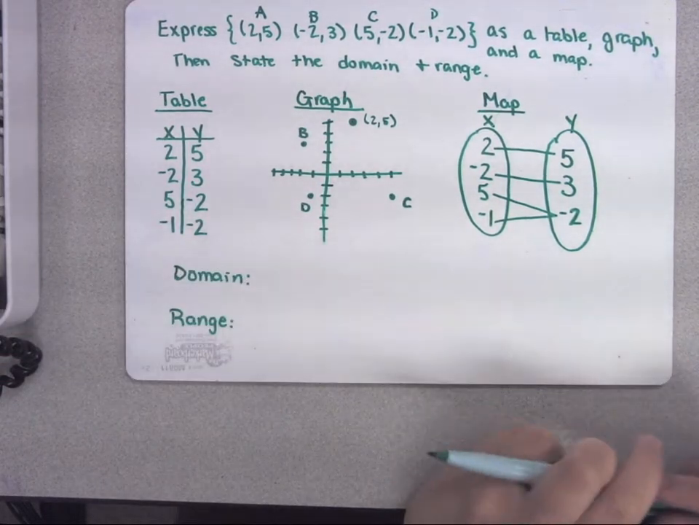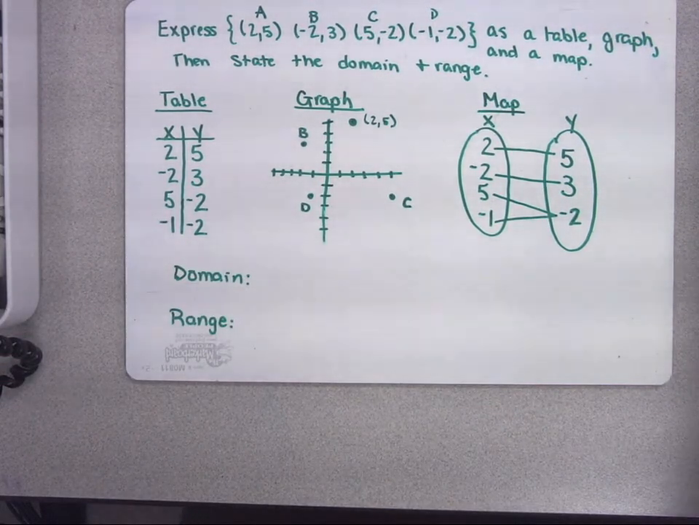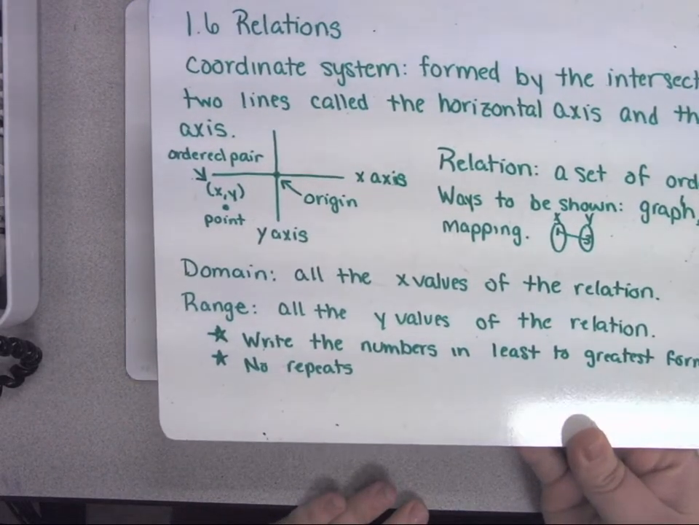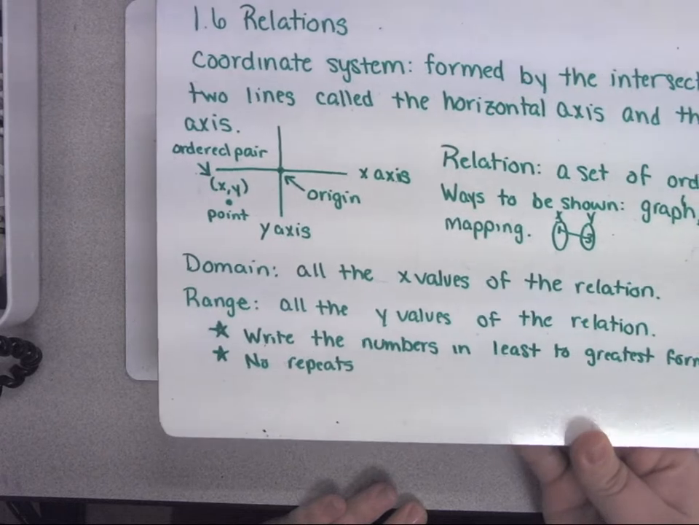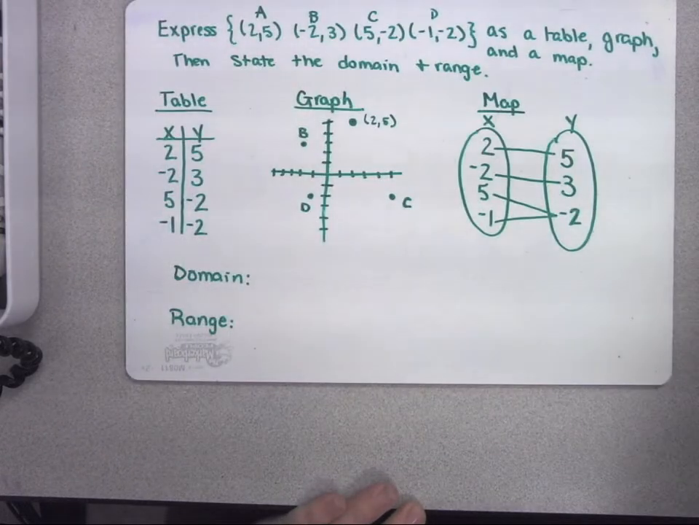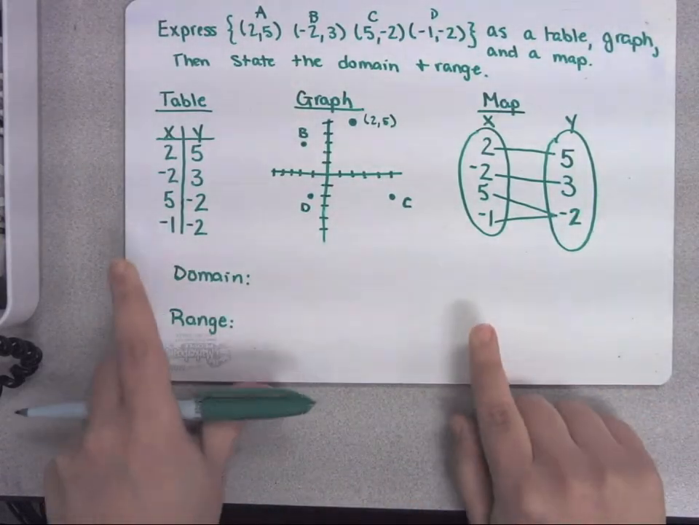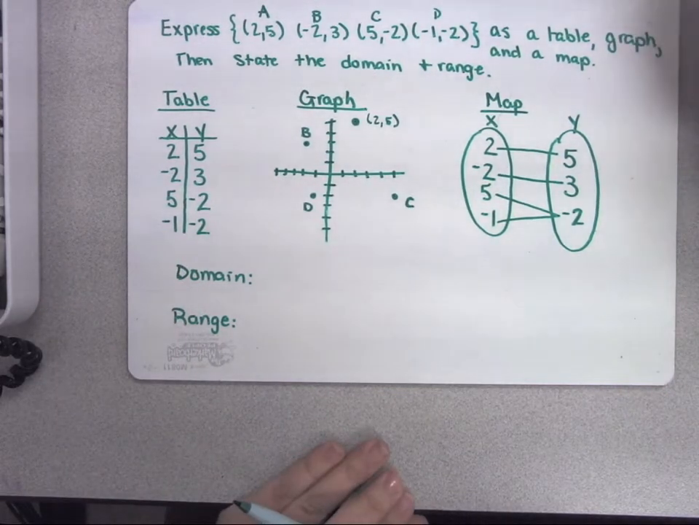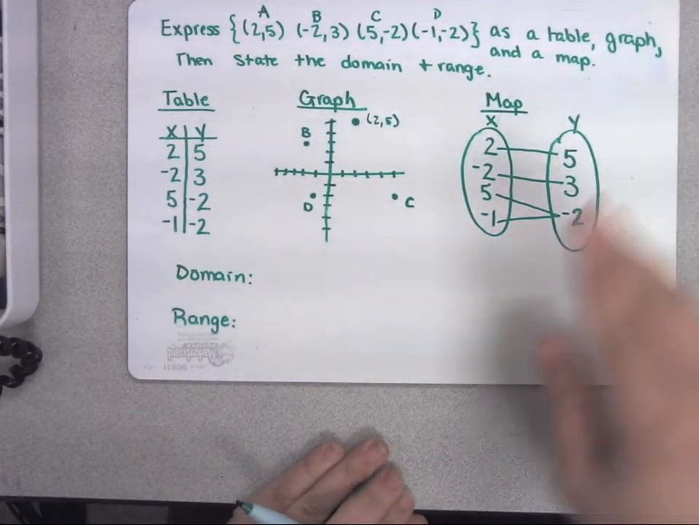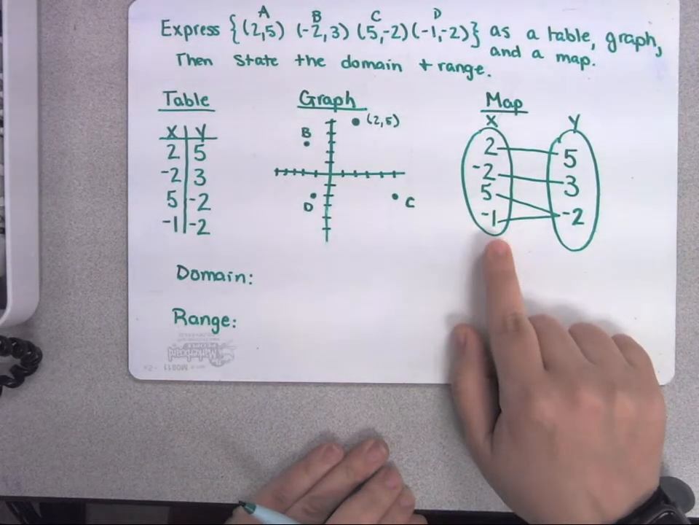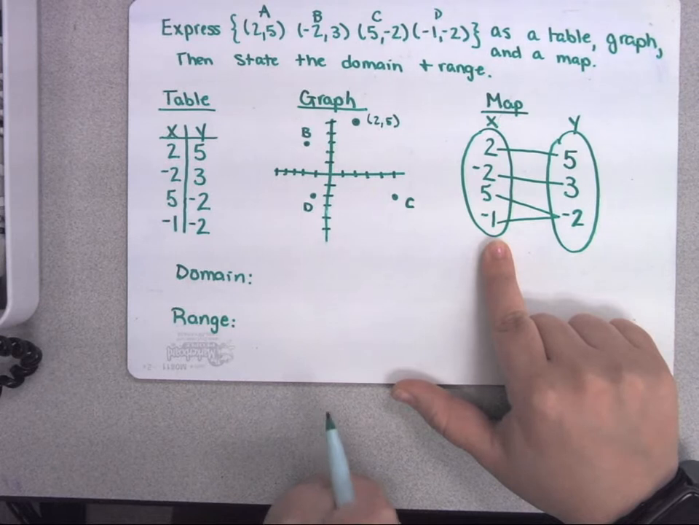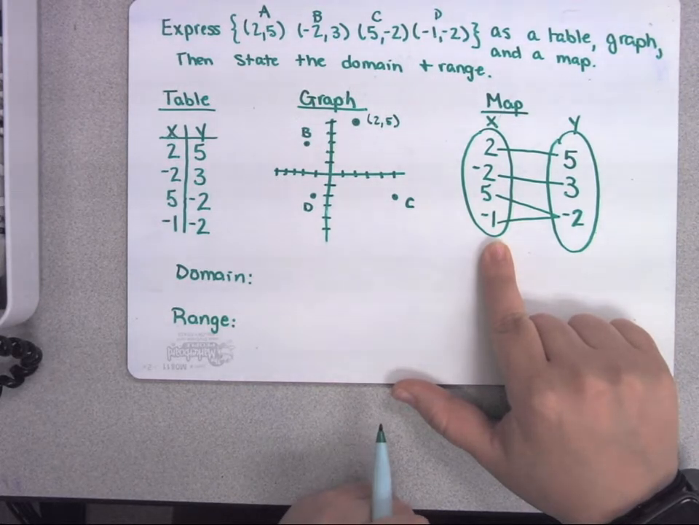Again, domain and range, what's it say in our definition? Go back to it. All the x values of the relation or all the y values. We're just talking about the numbers, right? So I always look at my table or look at your map, right? Because it says no repeats, right? So look at your map. What's all the x values of your relation? But it says write the numbers in least to greatest order.